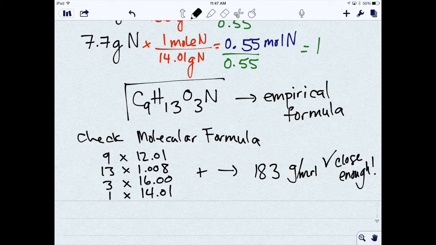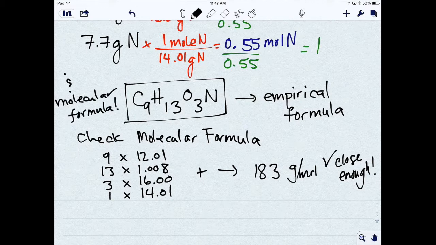Ladies and gentlemen, this formula, C9H13O3N, is both our empirical formula and our molecular formula. And now this problem is done.